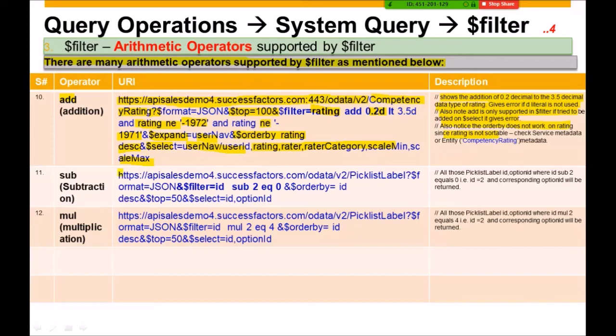So similarly for subtraction, up till now we have the OData URI till v2, and then we are executing this call on the PicklistLabel object, wherein we are providing the filter on id sub 2 eq 0. So all those object instances of PicklistLabel should show up wherein id minus 2 is equal to 0, and then we are ordering by id descending, and $top is equal to 50. We are interested in the top 50 records itself, and we are selecting id and optionId out of it. So let's try to run this query as well.